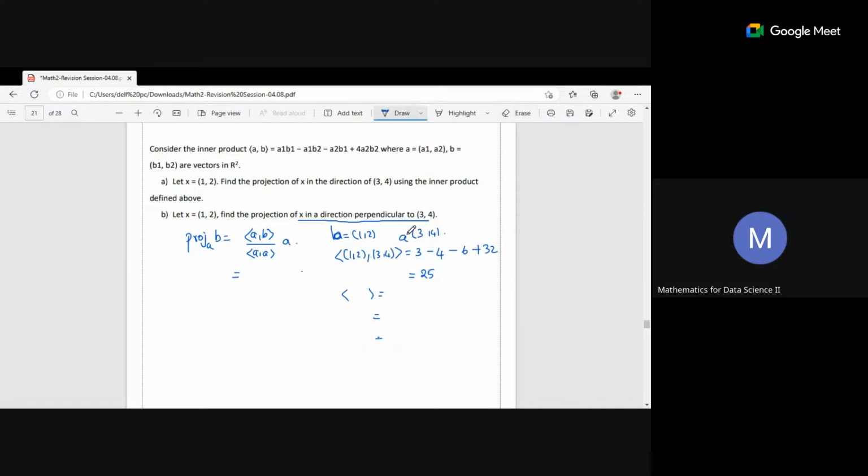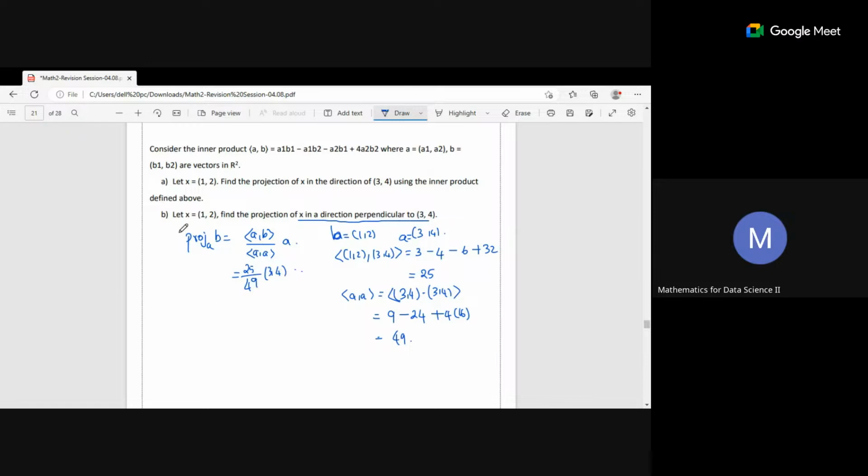So A dot B is going to be the same, 25. So just the inner product of A comma A is going to be different. So it is 3 threes are 9, minus 24 plus 4 times 4, that is 16. Total answer 49. Yeah, 49. Okay, 49 into 3. Okay, this is the answer, right? Sorry, here I switched the A and B.